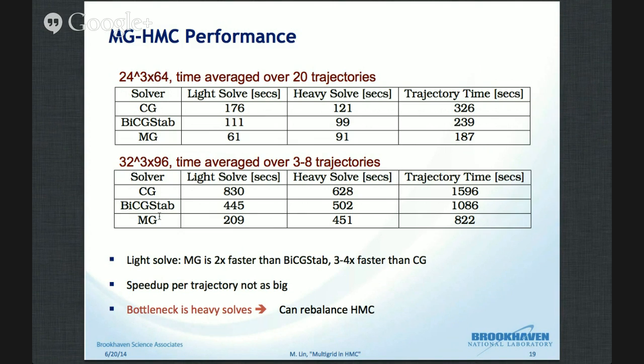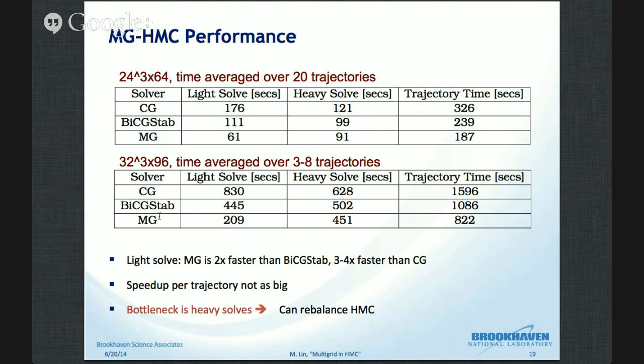Where was I? Yeah. So compared to CG, with multigrid you gain a factor of 3, and compared to BiCGStab you gain about a factor of 2 for the light solves. However, the bottleneck is the heavy solve now because multigrid doesn't really have any advantage over BiCGStab. So overall, if you look at the trajectory time for the 24 cube, you gain a little bit less than a factor of 2 compared to CG and maybe about 50% compared to BiCGStab.